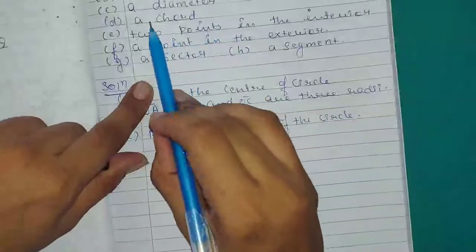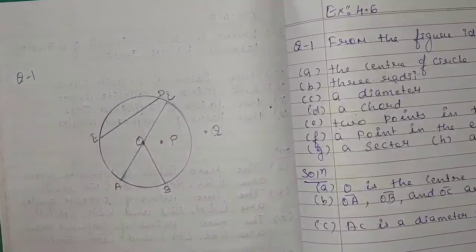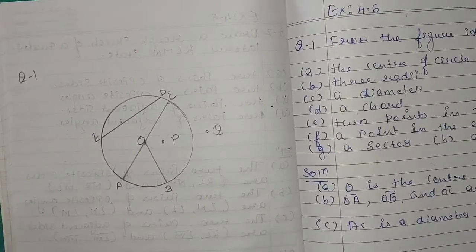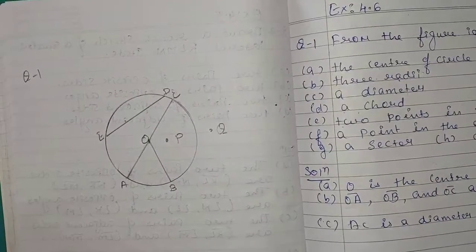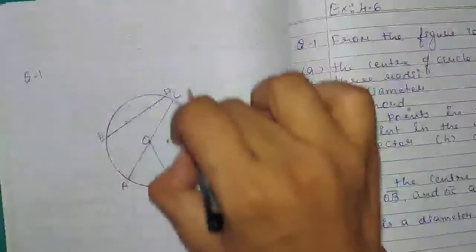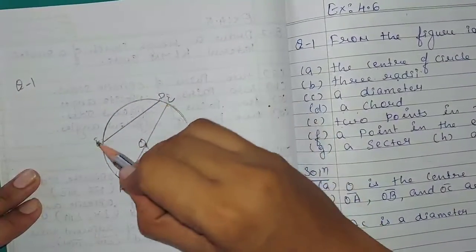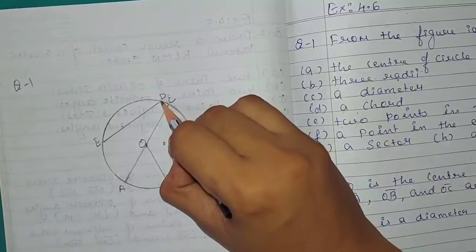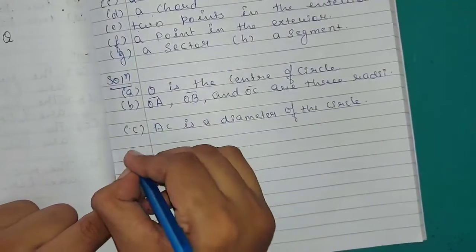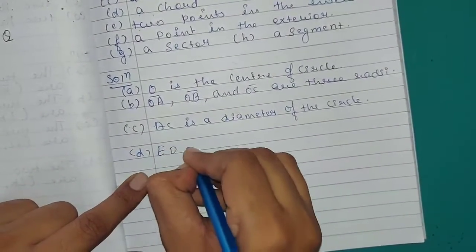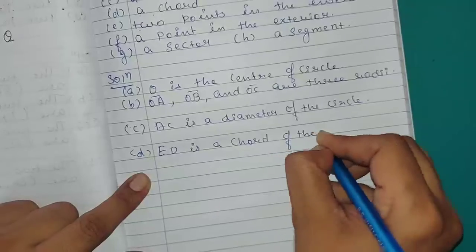Now next question is asked, a chord. So let us find the answer for a chord. Students, first of all, what is a chord? A chord is a segment joining any 2 points of the circle. So from this figure, which is the segment that joins 2 points? ED. So ED is the chord of the circle. So number D answer is ED is a chord of the circle.